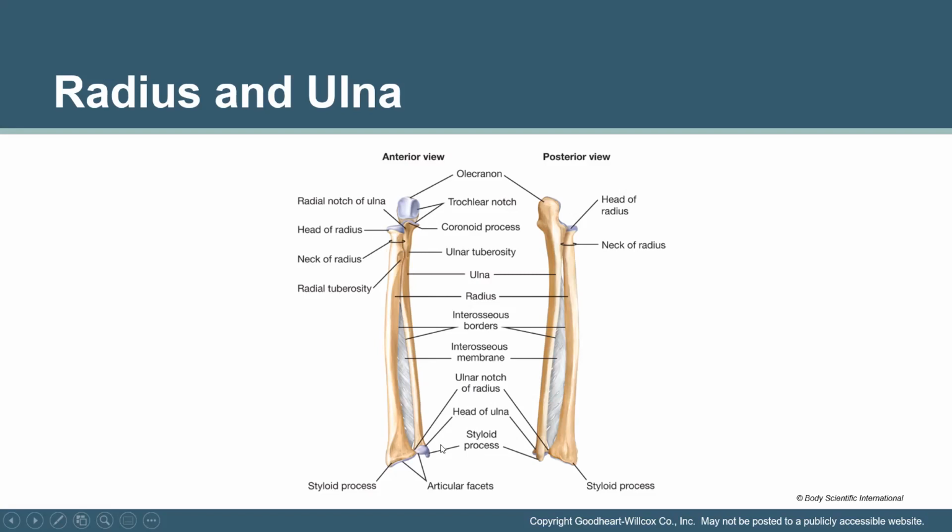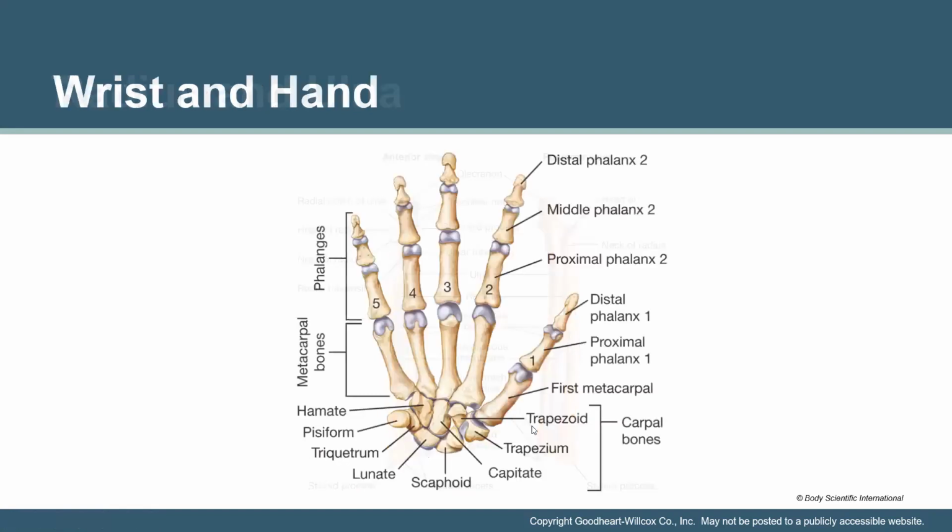Also on the ulna, I mentioned already that it will also have a styloid process. Now, we also will have an ulnar notch, I don't think I mentioned that, of the radius. So at the proximal end of the ulna, we have a radial notch where the radius will articulate. And then on the distal end of the radius, we have a notch where the ulna will articulate.